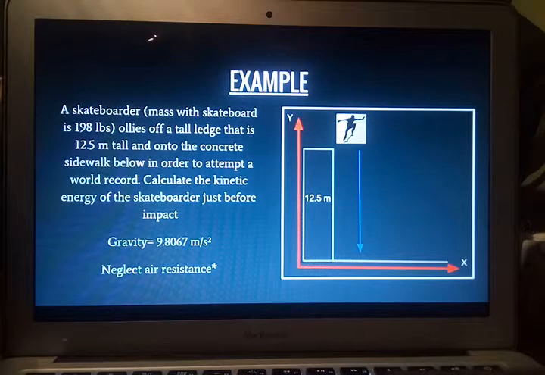So as an example, suppose we have a skateboarder whose mass with his skateboard is 198 pounds. He ollies off a tall ledge that is 12.5 meters tall and onto the concrete sidewalk below in order to attempt a world record. We need to calculate the kinetic energy of the skateboarder just before impact, and we're given that gravity is 9.8067 meters per second squared, and we're told to neglect air resistance.